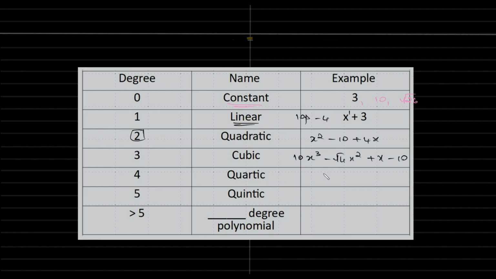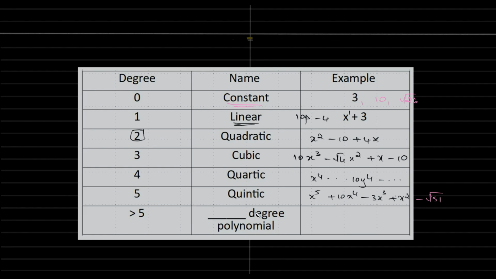Then we have quartic. I hope I'm pronouncing it right. This is x to the power of 4, and so on. It need not be x itself. It can be any variable. It can be y also: 10y to the power of 4 minus and so on. All these are quartic. Quintic is to the power of 5. So x to the power of 5 plus 10x to the power of 4 minus 3x to the power of 3 plus x square minus root of 51. This is the quintic.